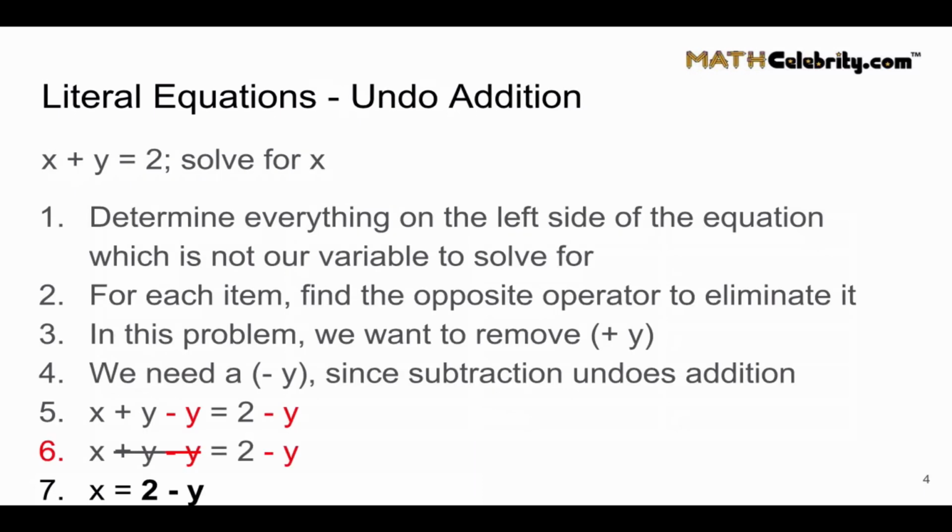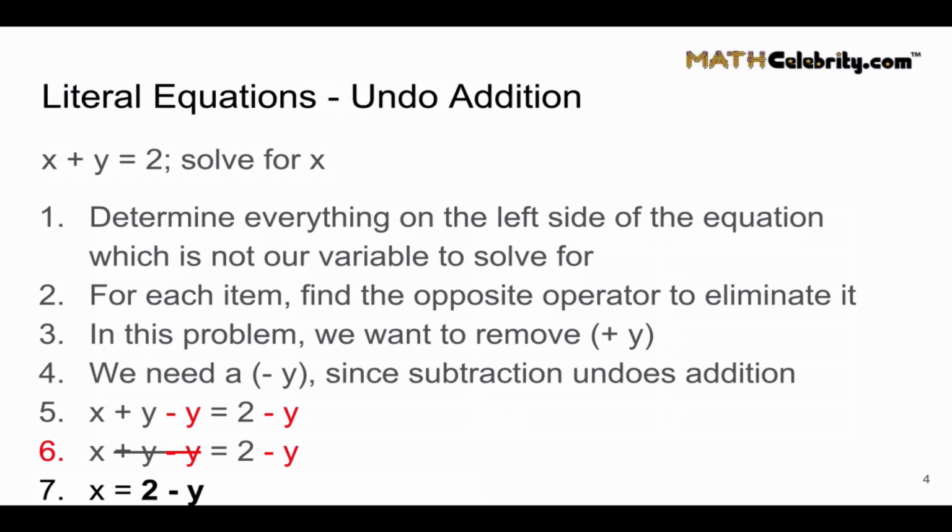So first, let's take a simple literal equation with addition. X plus y equals 2, and we want to solve for x. So I've written out these 6 to 7 steps for you to solve literal equations where you have one step and you're going to isolate a variable.